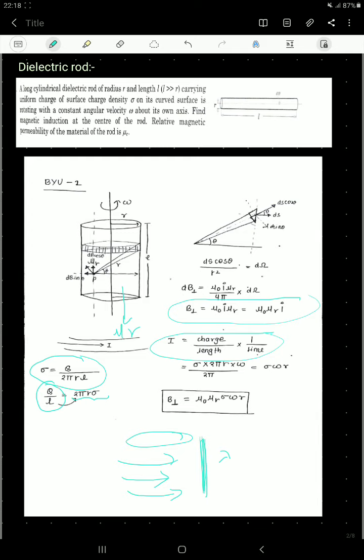So here I can write it in terms of sigma, the charge per unit length, and just putting in the value I'll get mu naught mu r sigma omega r.